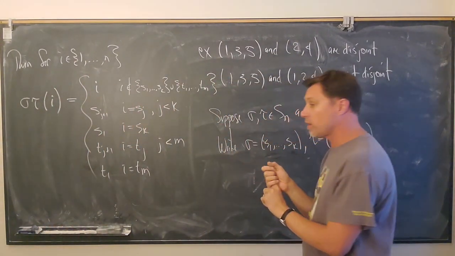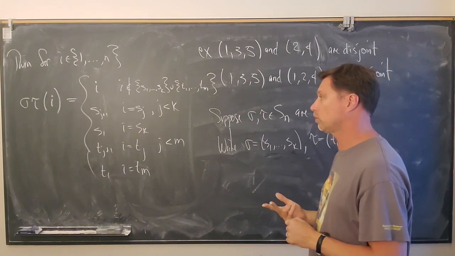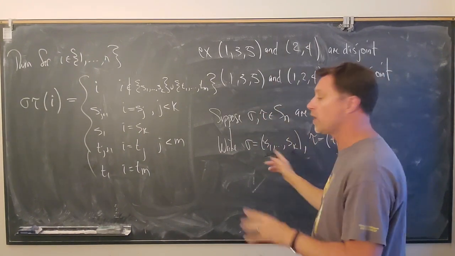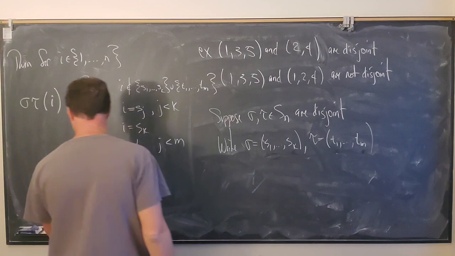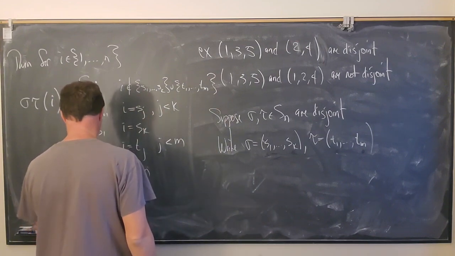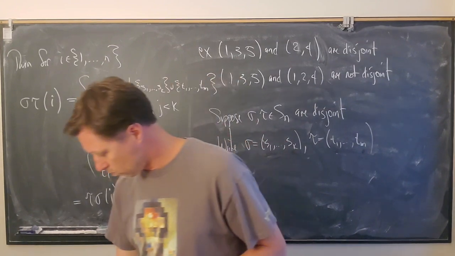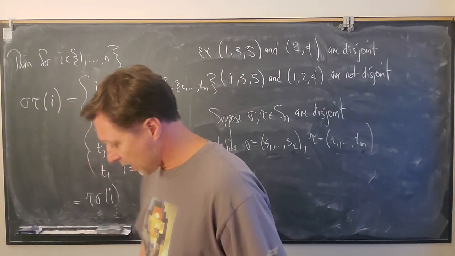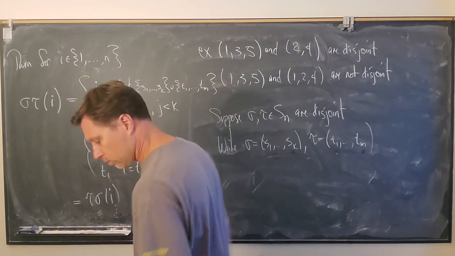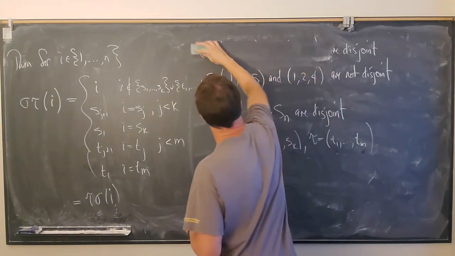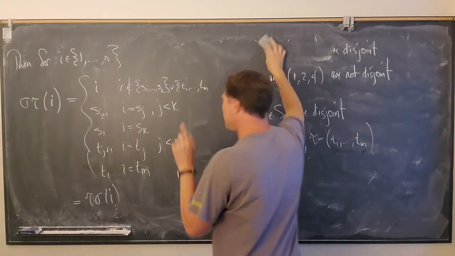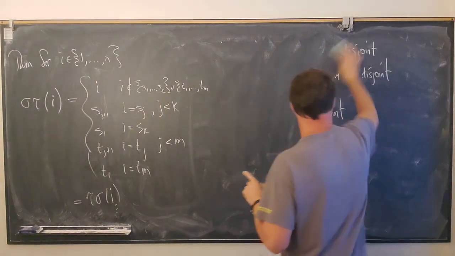And what you want to notice is if you reverse the order, because these are disjoint, you're going to get exactly the same thing. So this is equal to tau sigma of I. And so what's our conclusion? Disjoint cycles commute.